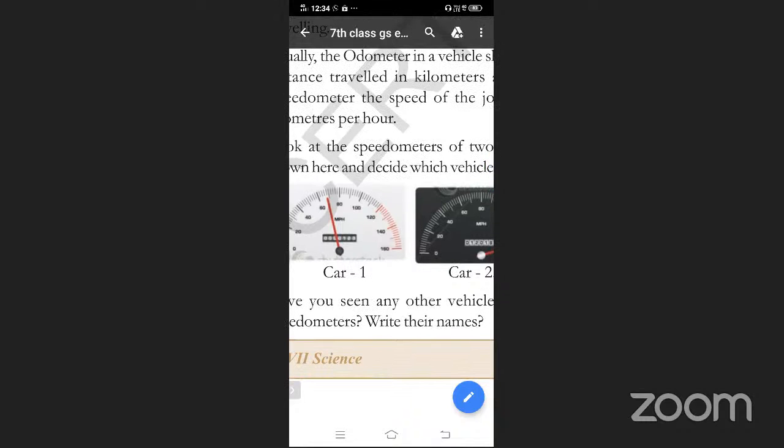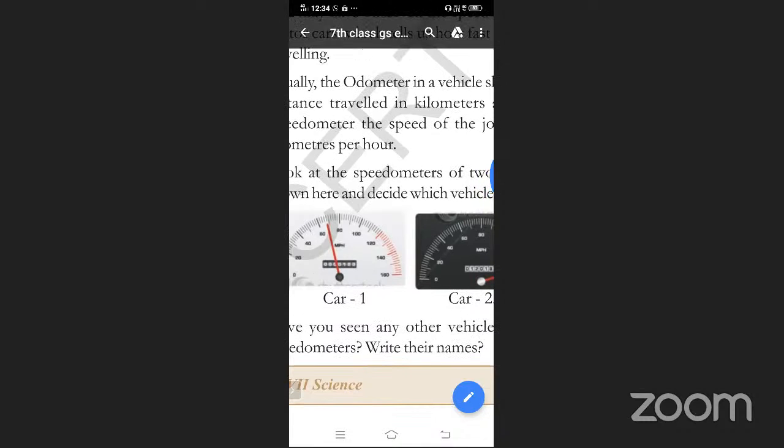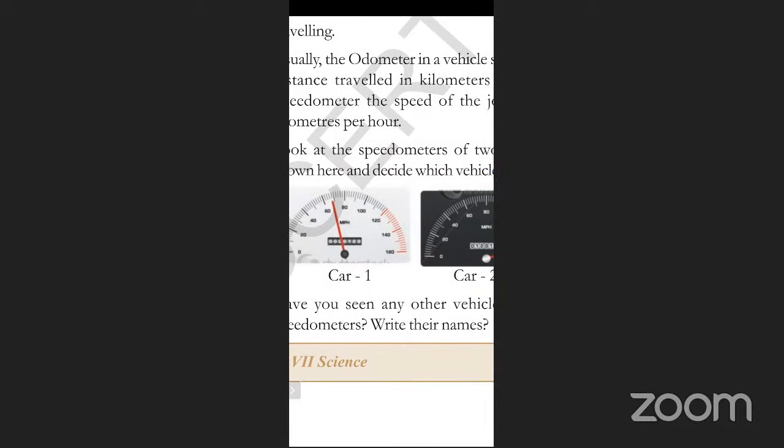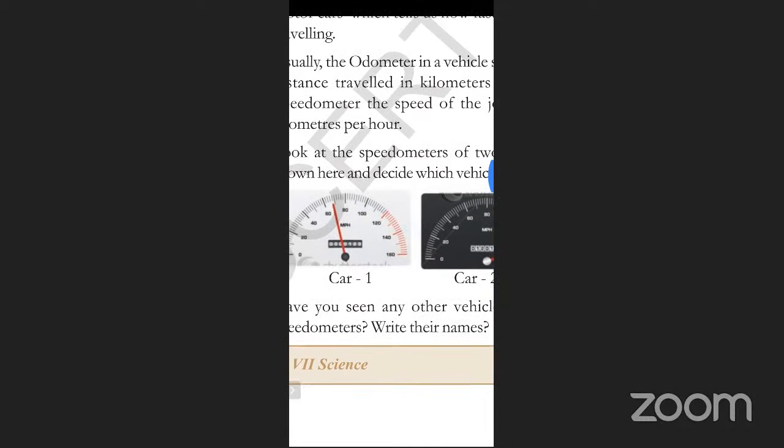So why is it important for us to know? If there is no speedometer while you are riding the car, what happens? Nothing. There is no speedometer for an auto rickshaw. Yes or no? Then why do they arrange this type of meter inside motor cars especially? There is a reason, children. Because we should know how much speed we are maintaining.